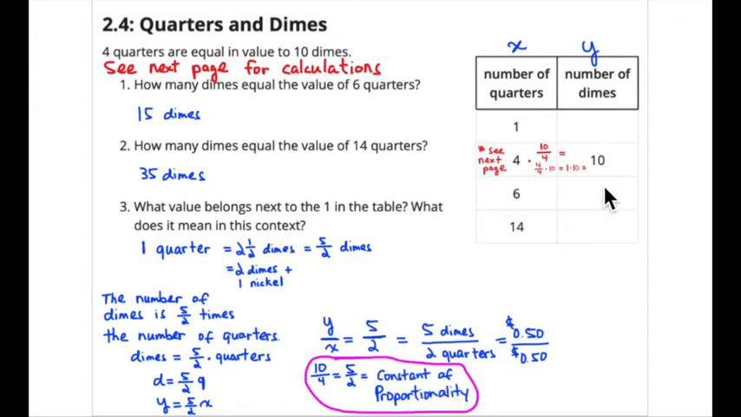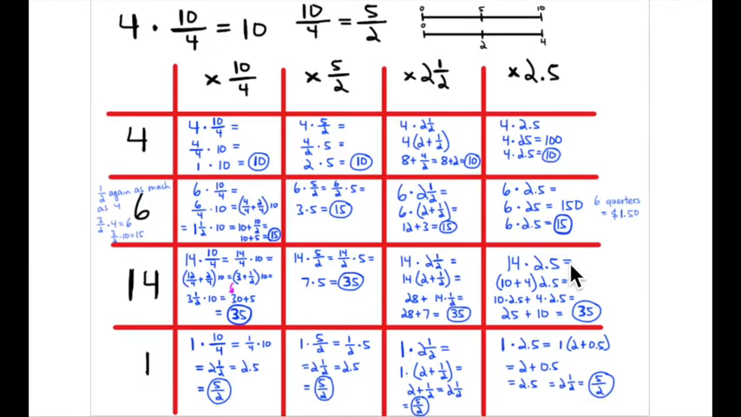So the number of dimes is 5/2 times the number of quarters, and that 5/2 is the constant of proportionality. 6 times 5/2, 14 times 5/2, 1 times 5/2. So that 5/2 is the constant of proportionality.